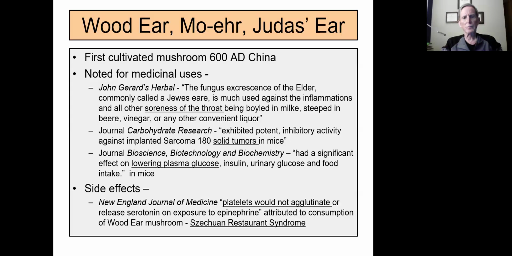So you may have heard of John Gerard's Herbal. He's a very well-known 17th century herbalist who wrote about medicinal plants. And this is a quote, I just capture the time of the moment in the actual words. The fungus excrescence of the elder, a type of tree, I think you probably knew that, where the elderberry comes from, commonly called Jew's ear, is much used against the inflammations and all other soreness of the throat, being boiled in milk, steeped in beer, vinegar, and any other convenient liquor. This is the therapy of the 17th century.